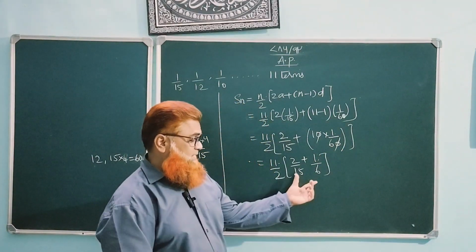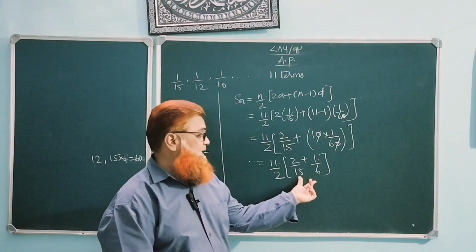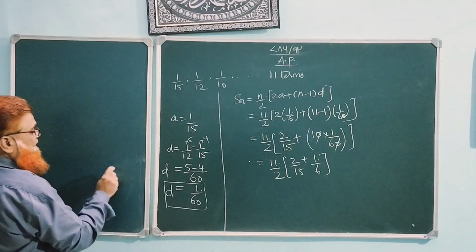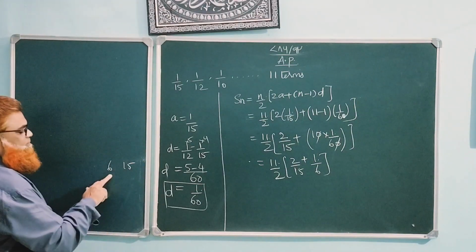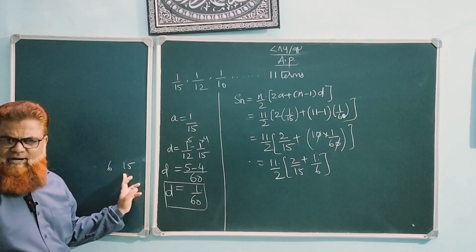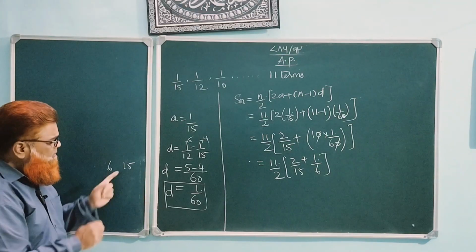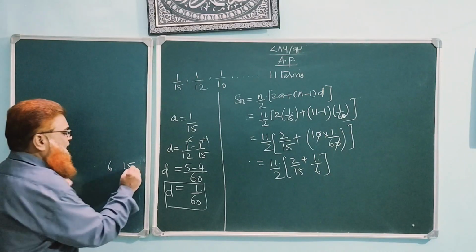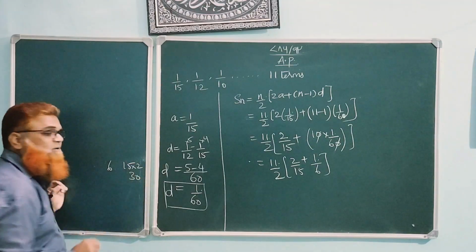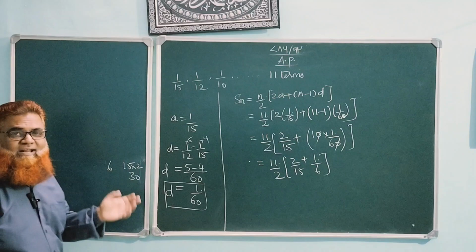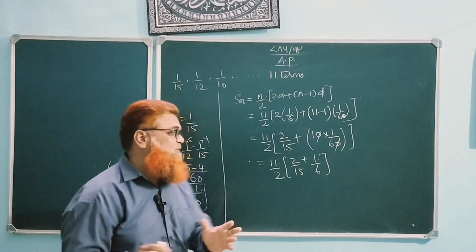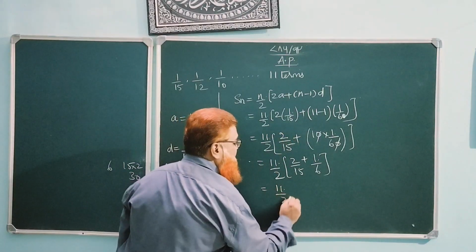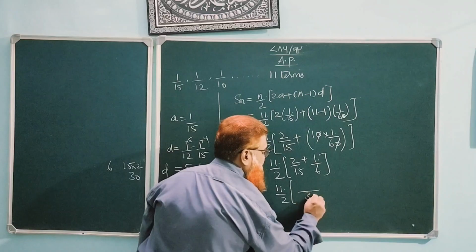Again, we need the LCM for 15 and 6. What do you do now? Does 6 divide 15? No, not at all. What number to be multiplied to 15 so that the new product is divisible by 6? I am going to multiply with 2. 15 twos are 30. Does 6 divide 30? Absolutely, it divides 30. So the LCM of 15 and 6 is 30. Now you write 11 by 2 and in the bracket, 30.